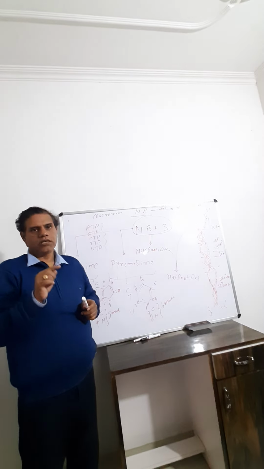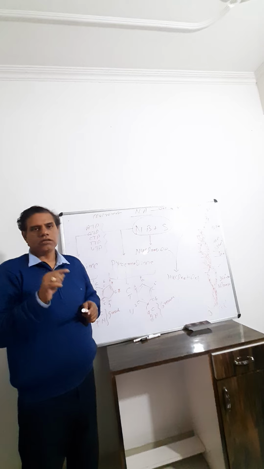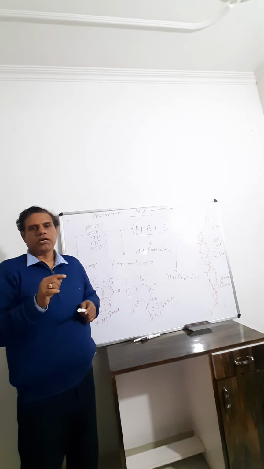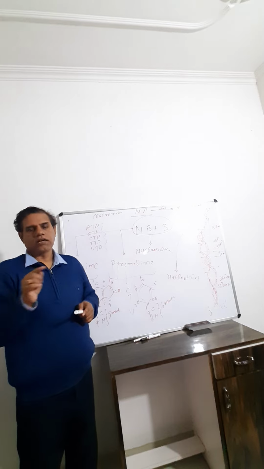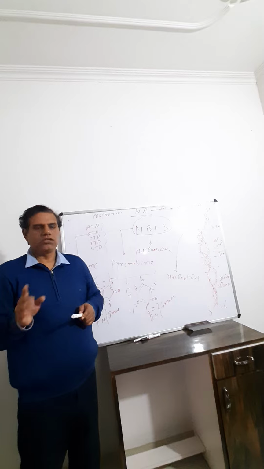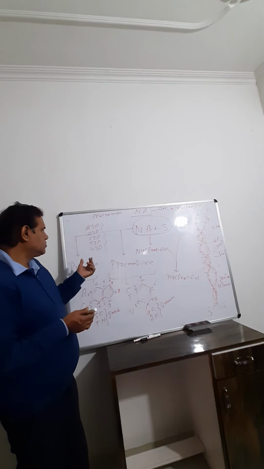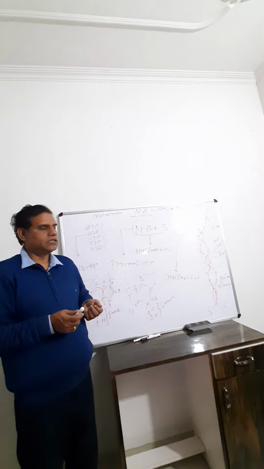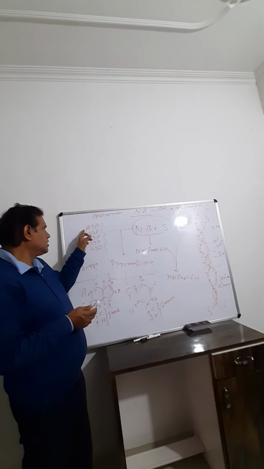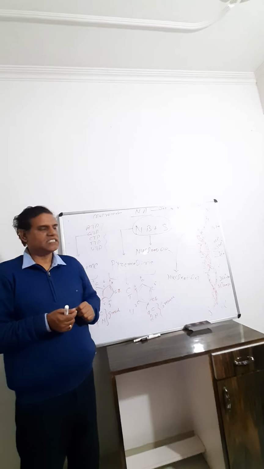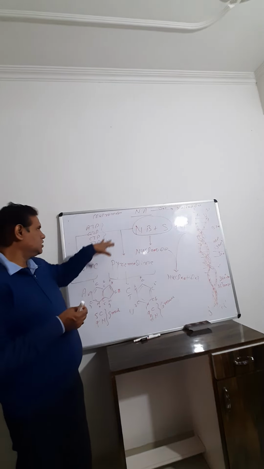So adenine combined with sugar is adenosine. Guanine combined with sugar is guanosine. Cytosine combined with sugar is cytidine. Thymine combined with sugar is thymidine. Uracil combined with sugar is uridine. And this uridine combined with phosphate is uridylic acid. Such as adenosine combined with phosphate is called adenylic acid. So these are the nucleotides.